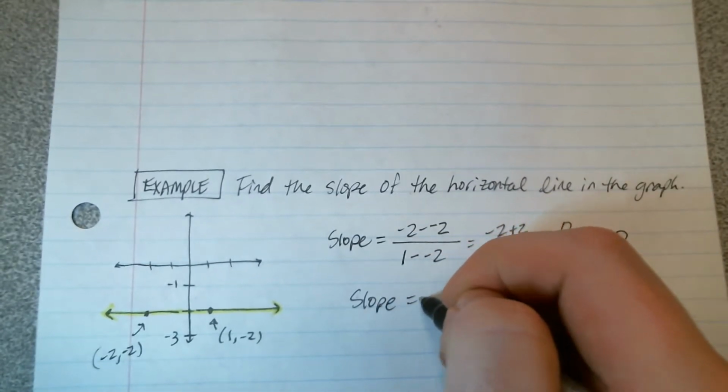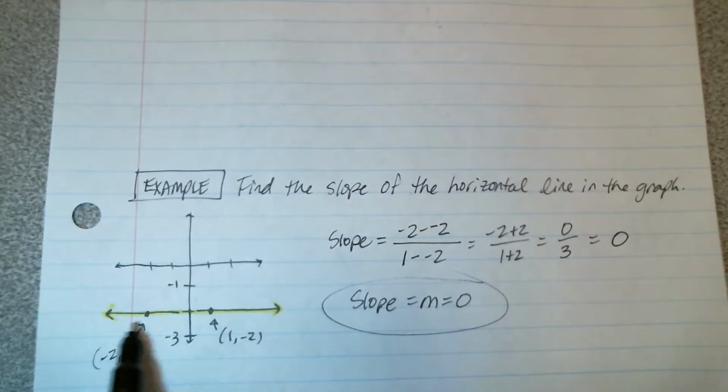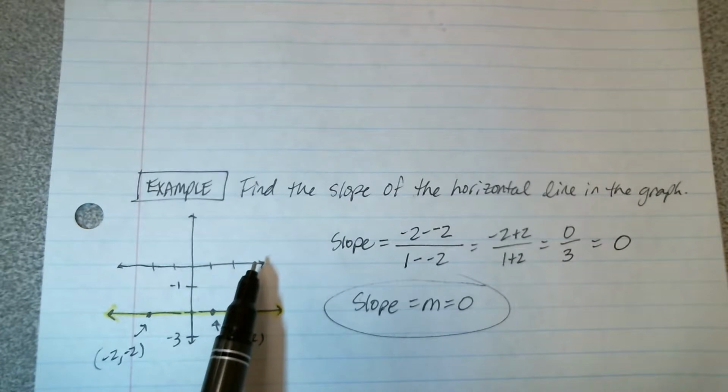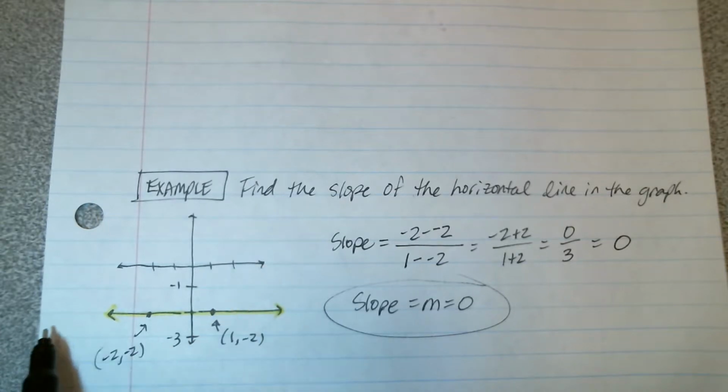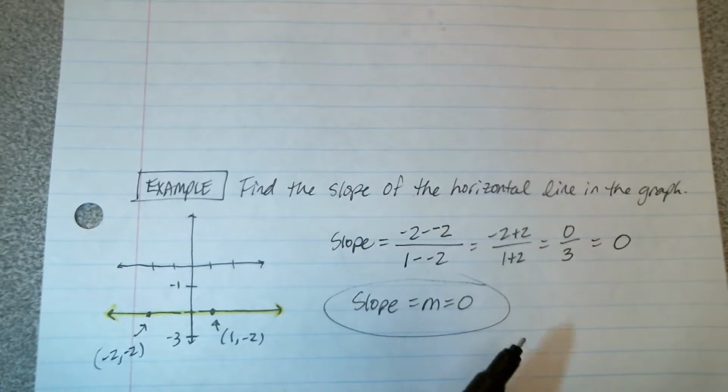Now, if you think about that, this is like flat ground, right? There's no incline, there's no decline, it's completely flat and level. And that's what this slope is telling us. There is no increase in height or decrease in height. The slope is 0, it's a flat horizontal line.